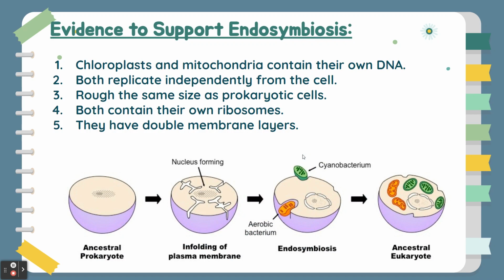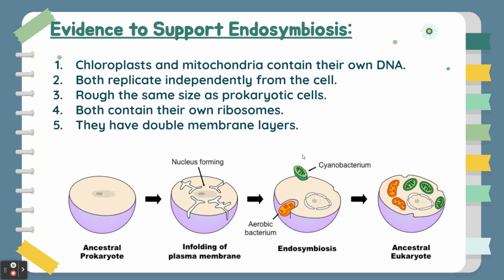Number 1, mitochondria and chloroplasts have their own DNA. This DNA is circular, similar to that of prokaryotic cells. This suggests that these organelles were once free-living prokaryotes with their own genetic material. Number 2, independent replication. Mitochondria and chloroplasts replicate independently within the eukaryotic cell. This is similar to how prokaryotic cells divide.